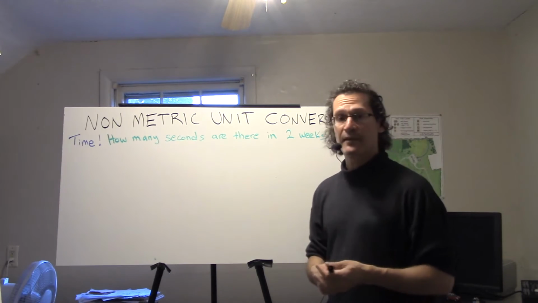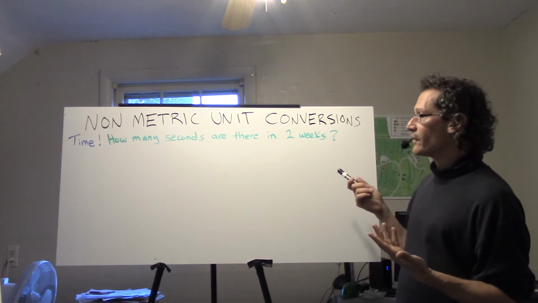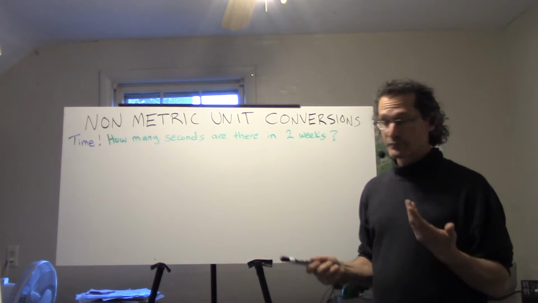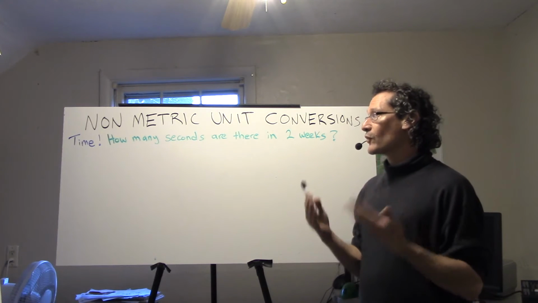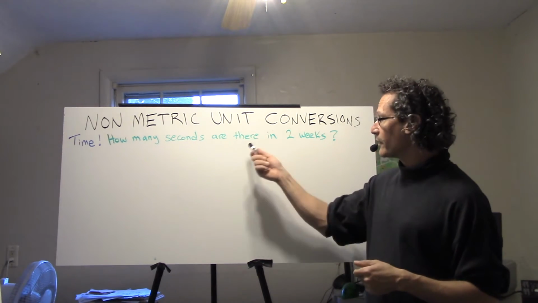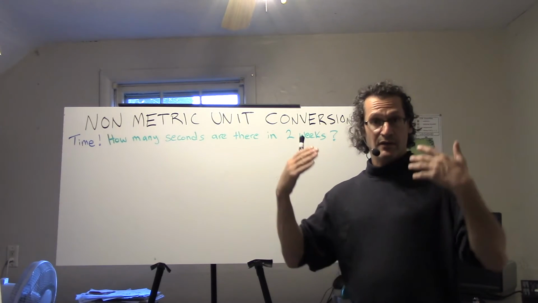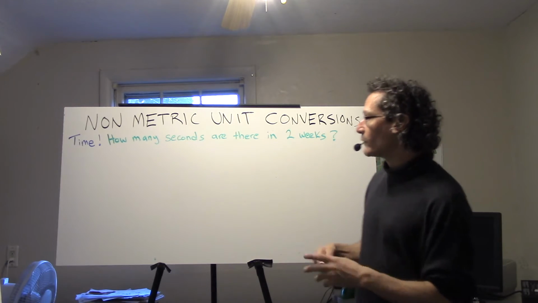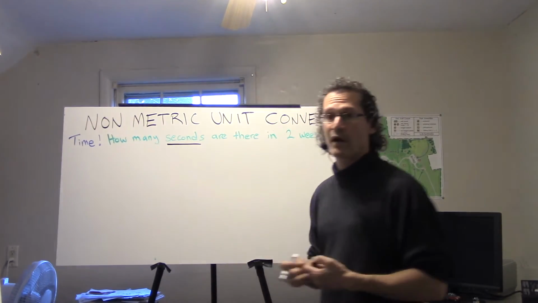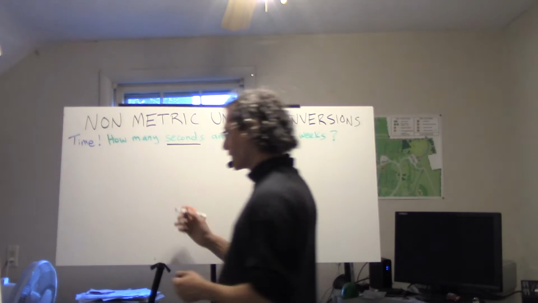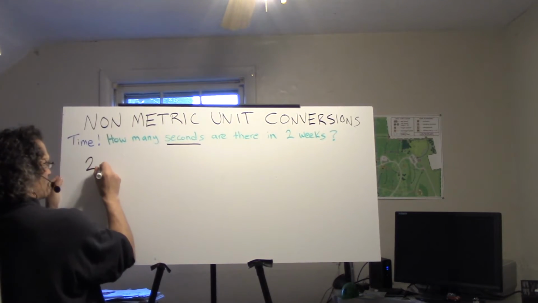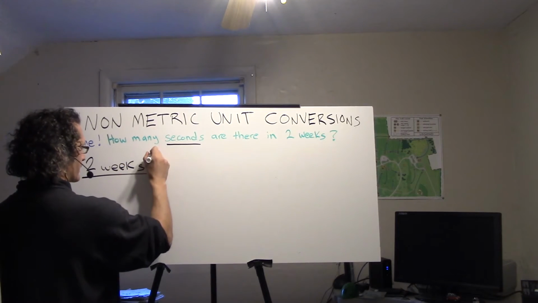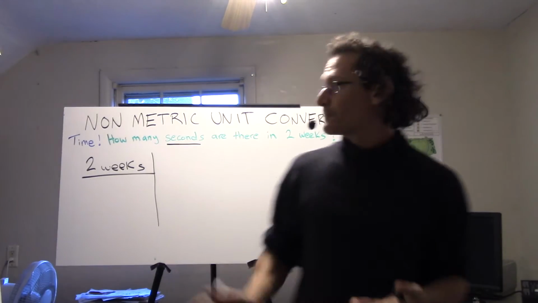And so we're going to look at time, and the situation we have here is the following. How many seconds are there in 2 weeks? To solve this, I'm going to set up our train tracks. We begin with the 2 weeks. What I'm going to do is boil down unit by unit until we get to the one that we want, which is seconds. So we start with 2 weeks in the numerator, with 1 in the denominator like this. I start setting up my train tracks.